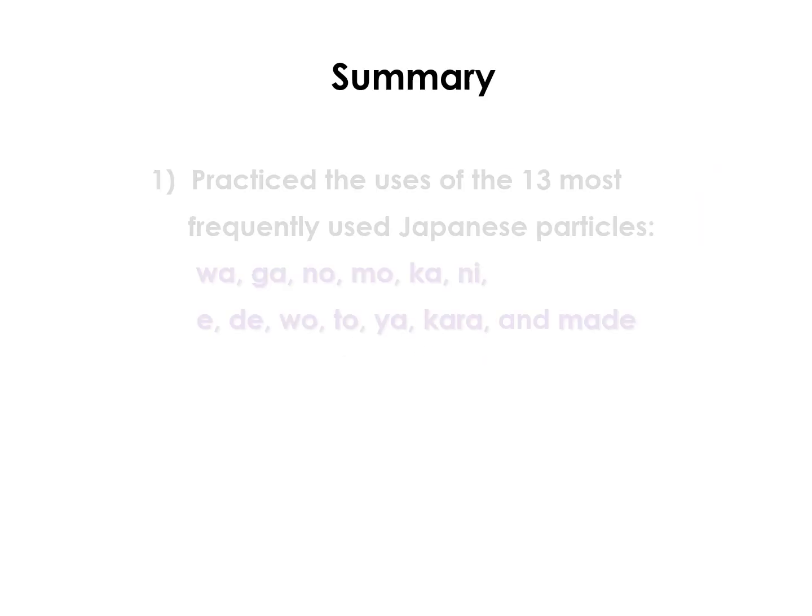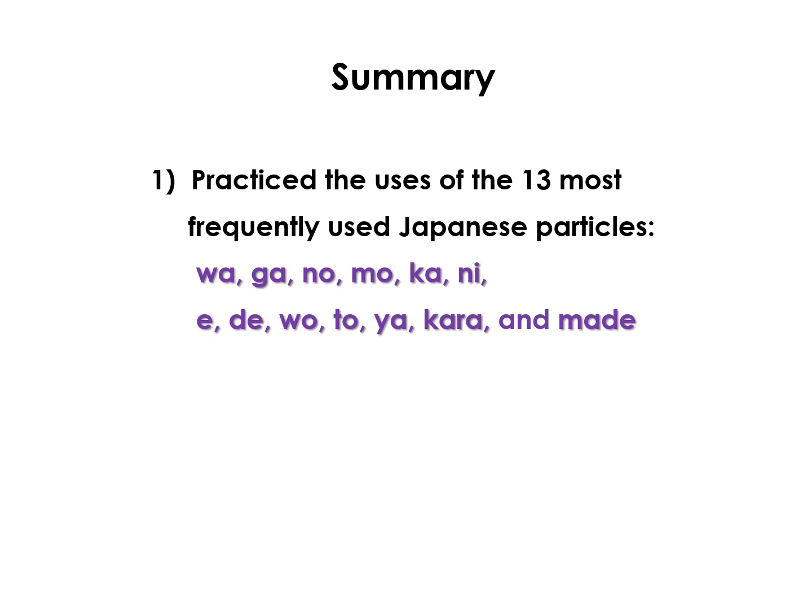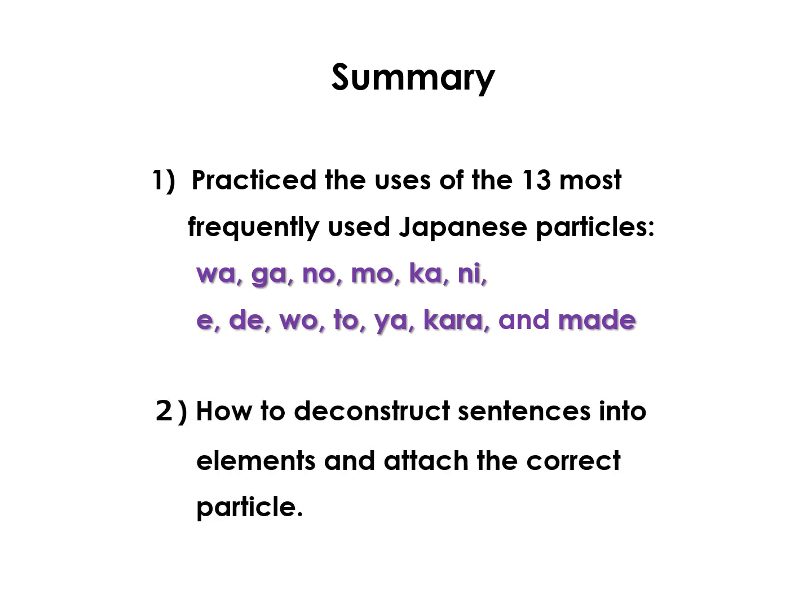To summarize, we learned how to apply the 13 most commonly used particles in the Japanese language to communicate meaningful sentences. We also learned how Japanese sentences are structured and put together by deconstructing them into elements and attaching to each element the appropriate particle. So this ends our exercise on particles. Hope as usual that you learned lots and had fun in the process. With particles out of the way, you're now ready to start learning basic verb conjugations in our next lesson.